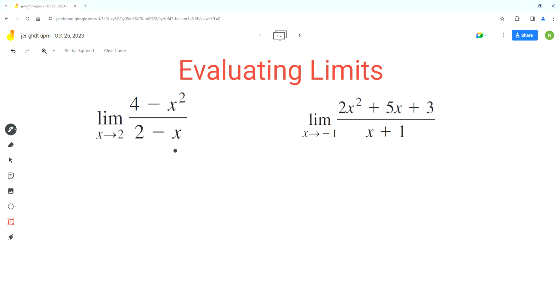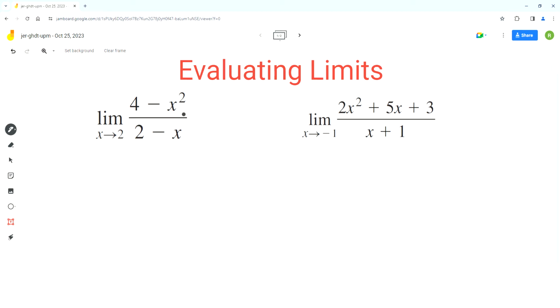Now for this expression, we cannot use the substitution method because if we sub in x as 2, the denominator becomes equal to 0. And if the denominator is equal to 0, then the fraction becomes undefined. So we have to find a way to get rid of this expression 2 minus x that's in the denominator. For that we have to analyze the expression in the numerator.